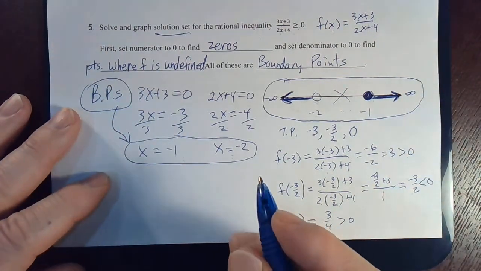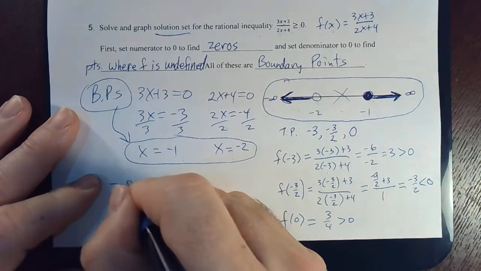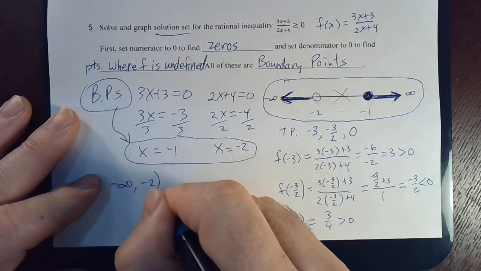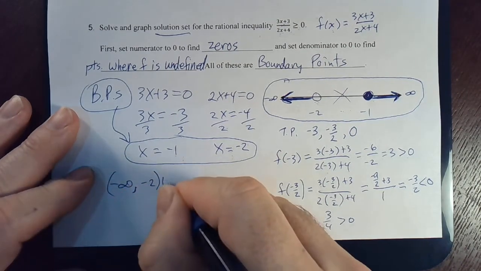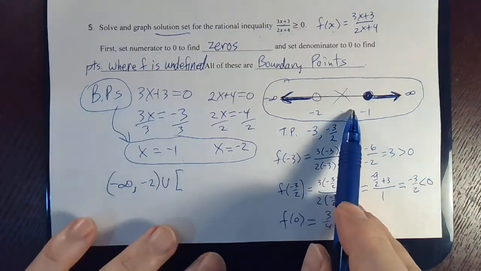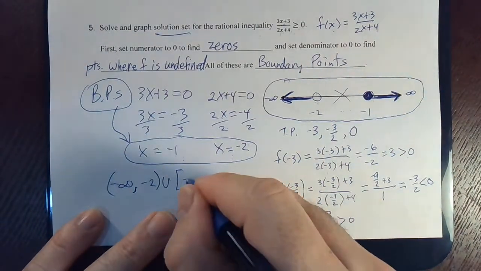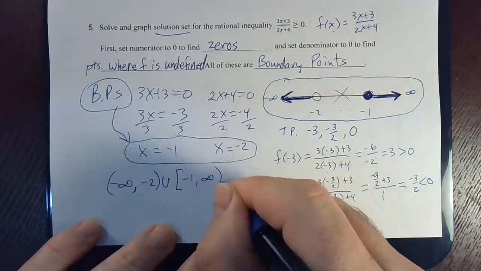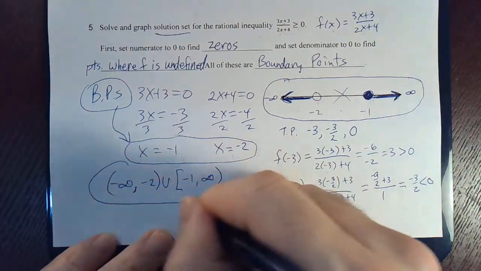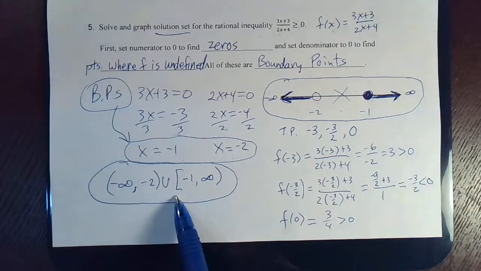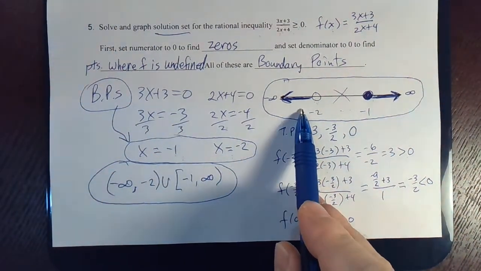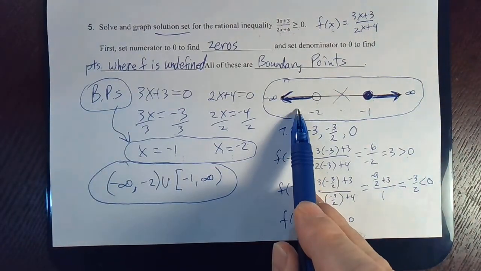So written as an interval, we would say it's negative infinity to negative 2 with parentheses, union with a square bracket interval, negative 1 to infinity. This is the solution written in interval form. This is the solution written in graph notation.